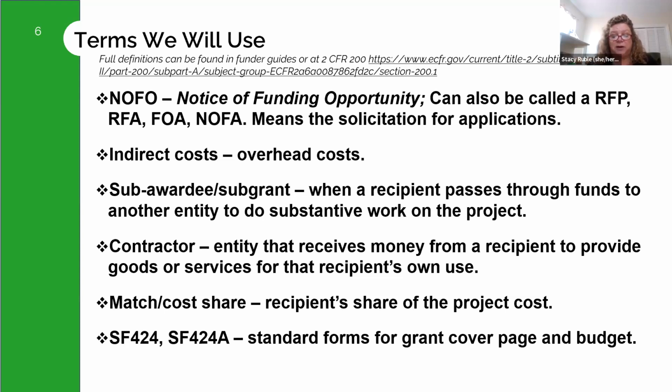There's also the concept of match, which is also called cost share. The grants that you're going to be applying for, in what I've seen so far, do not require match, but just in case, this would be your share of the project cost. So like if it's a 10% match and it's a $100,000 grant, just to make the math easy, the federal government would give you $90,000, you would put in $10,000 in kind or cash.